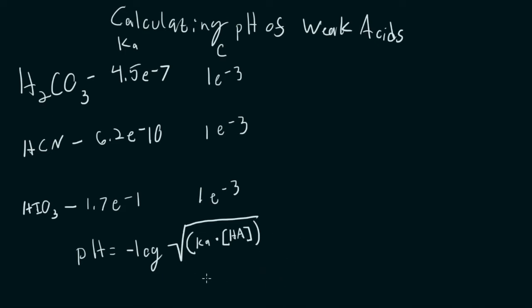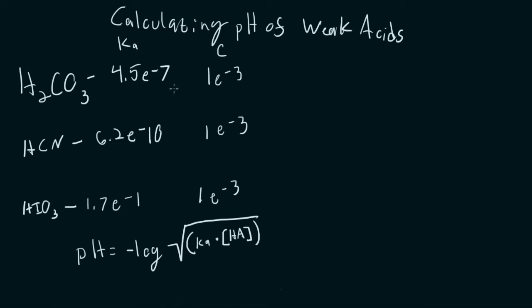It's very common for students to type this into their calculators and accidentally do negative log and do some kind of operation like this of square root of Ka times that concentration. It's very common to make this mistake, and then you end up with a very inaccurate answer. So be careful of that. Make sure you're being intentional about how you use your parentheses in your calculator.